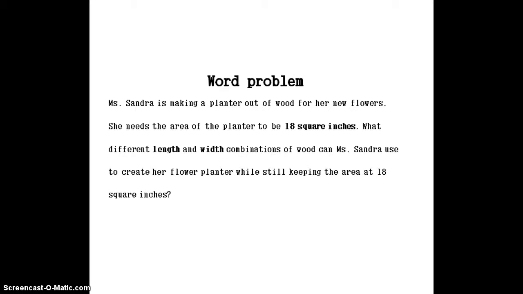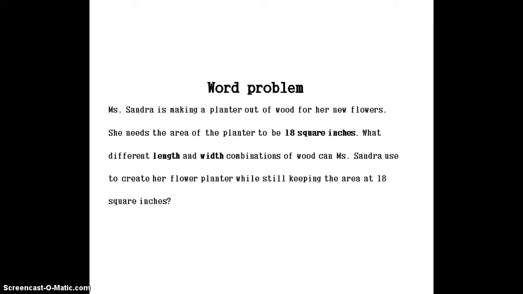Now, here's our word problem. Miss Sandra is making a planter out of wood for her new flowers. She needs the area of the planter to be 18 square inches. What different length and width combinations of wood can Miss Sandra use to create her flower planter while still keeping the area at 18 square inches?